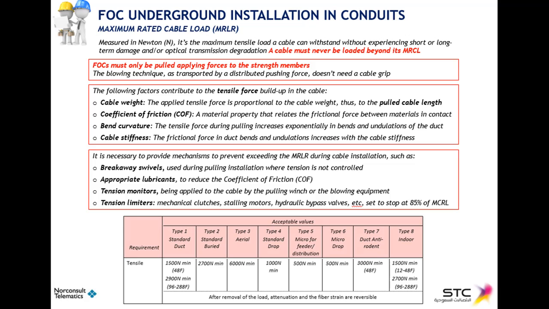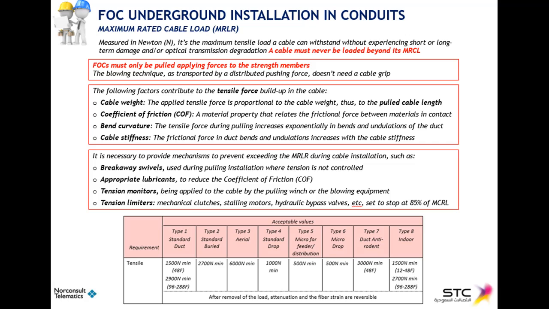Those tensile forces can only be warranted by the manufacturers, of course, if the cable is pulled applying pulling tension to the strength members, not to the cable sheath, not to other cable components. The only element in the cable warranting that minimum tensile load is the strength members. So the pulling forces have to be applied to those strength members. Because cable blowing uses a different technique, this does not apply to blowing or pushing.